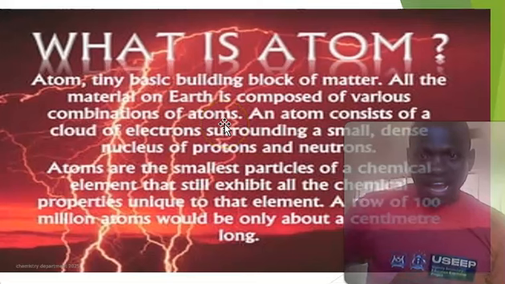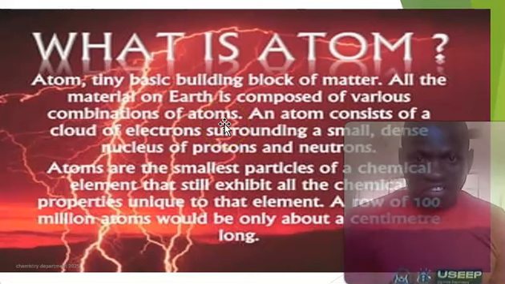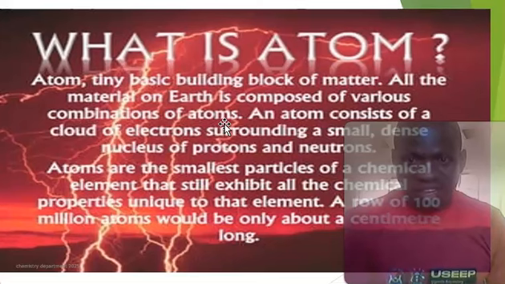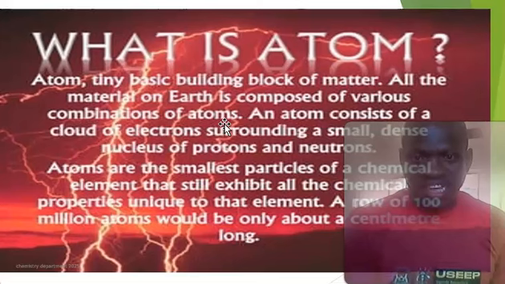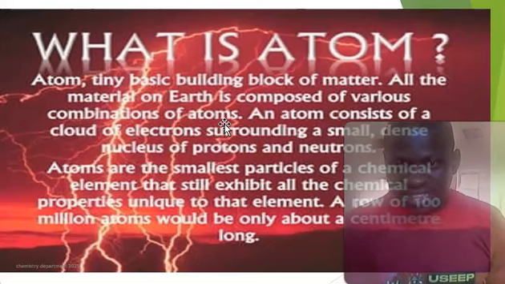An atom consists of a cloud of electrons surrounding a small dense nucleus of protons and neutrons. Atoms are the smallest particles of a chemical element that still exhibit all the chemical properties unique to the element.